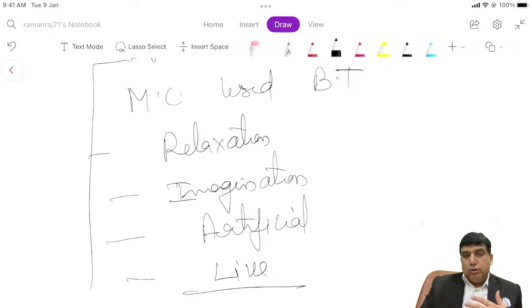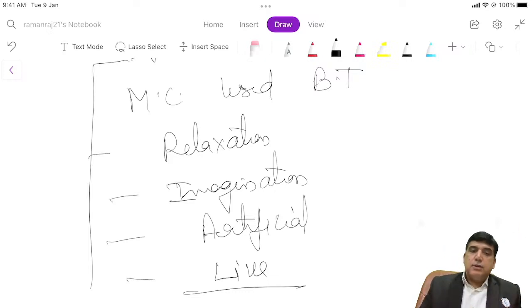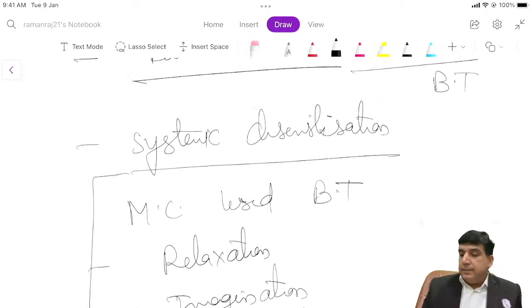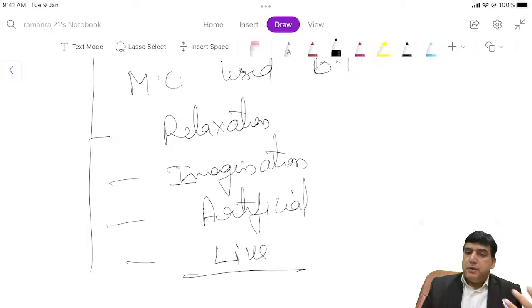Suppose a person has a phobia of lizards. Someone gets scared of lizards, right? In girls it's very common. So in the second step you ask the patient to imagine the lizard, and it will also give her or him anxiety symptoms. After a few sessions she will be okay with the imagination. Then you bring the artificial lizard, you do the session, and then you do it with the live object. So this is systemic desensitization, the most commonly used behavior therapy.